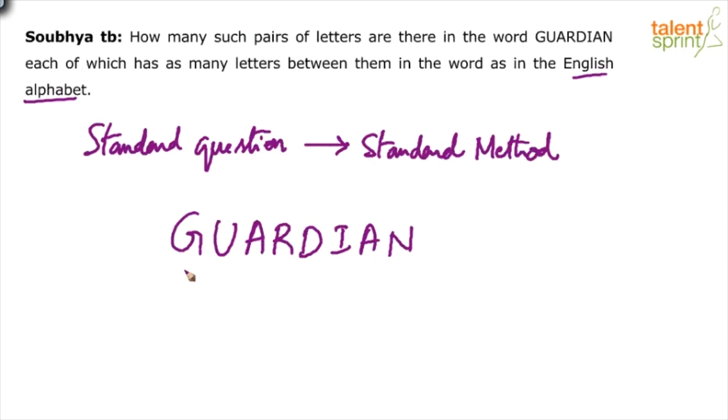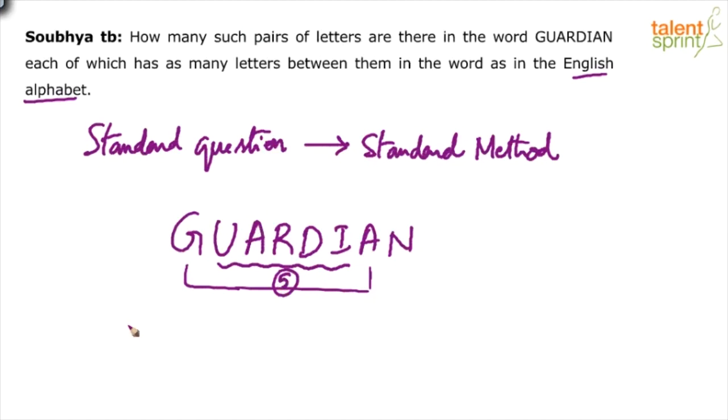See, look at these two letters, A and N. How many letters do you find between A and N? 1, 2, 3, 4, 5. Right? What are the letters between A and N? U, A, R, D, I. There are 5 letters between A and N.